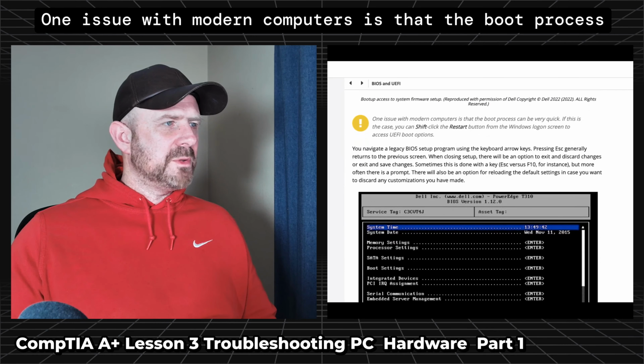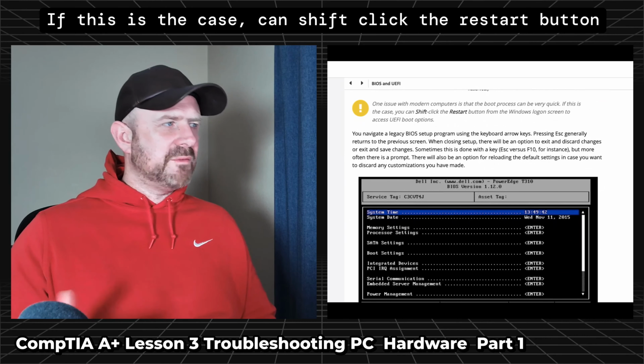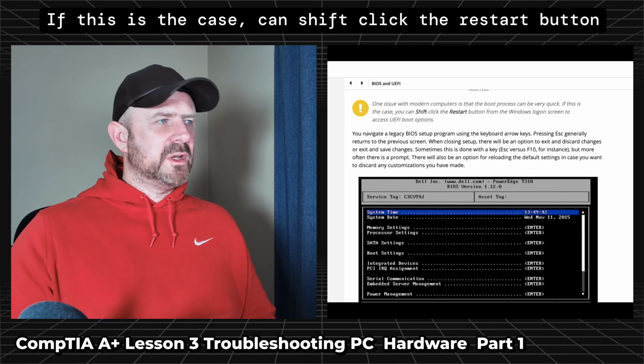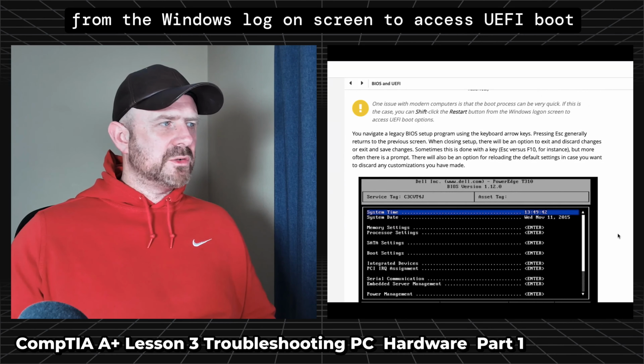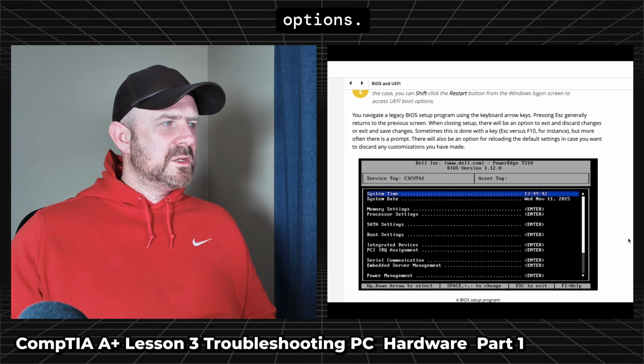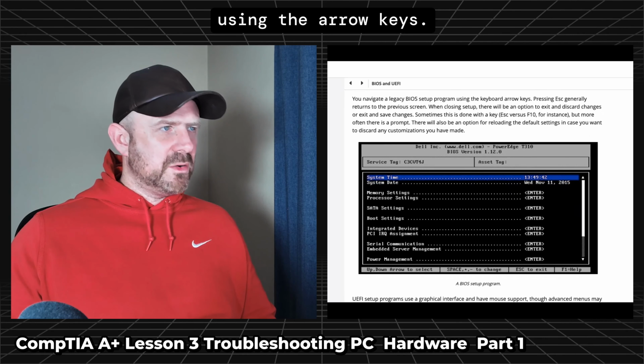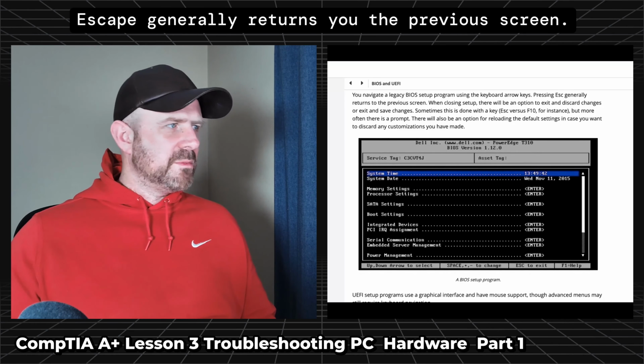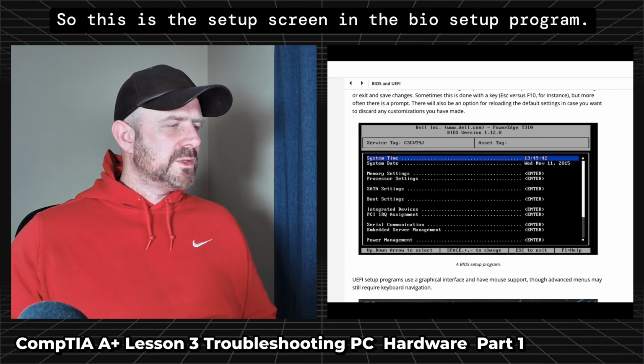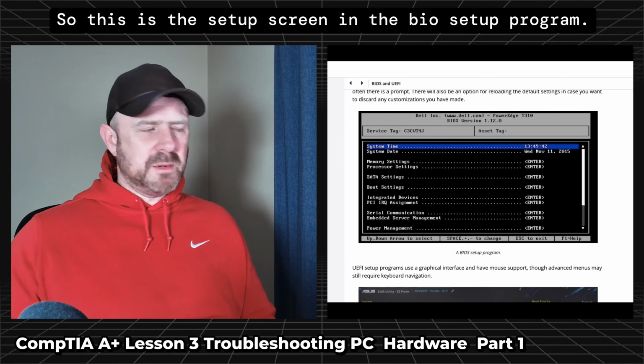One issue with modern computers is that the boot process can be very quick. If this is the case, you can shift-click the restart button from the Windows logon screen to access UEFI boot options. So here's a navigation to the legacy BIOS setup program using the arrow keys. Escape generally returns you to the previous screen. So this is the setup screen in the BIOS setup program.